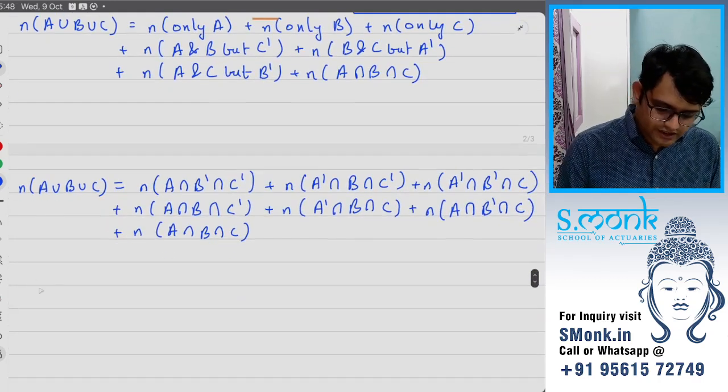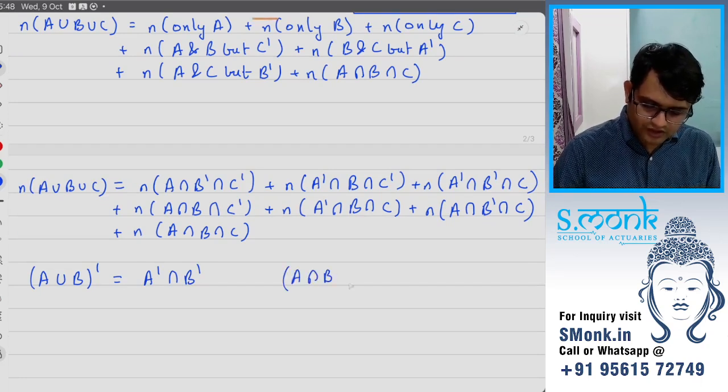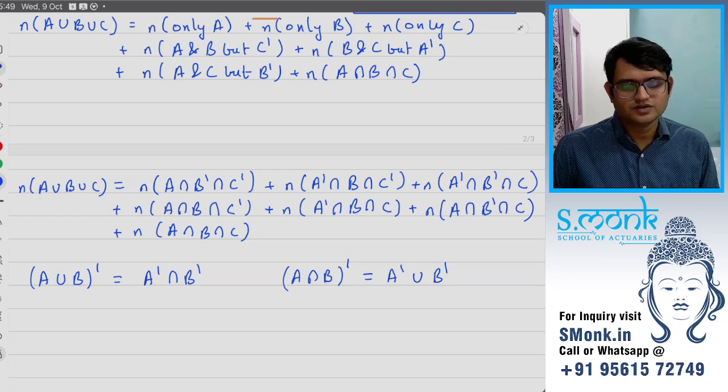There are certain other formulas. We can say A union B, the whole complement is nothing but A complement intersection B complement. Similarly, A intersection B, the whole complement is nothing but A complement union B complement. And there will be a few more. If I remember, I'll go on telling you. But these are the basics of sets that we'll require.